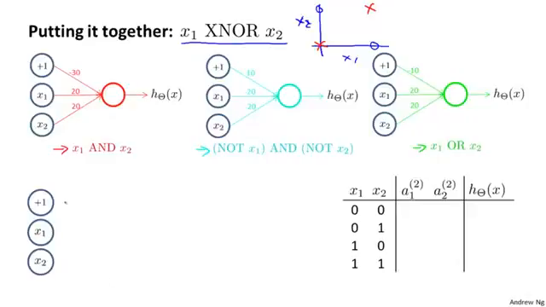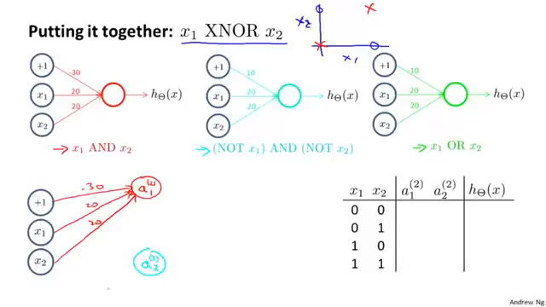Let's draw the network. I'm going to take my input plus 1, x1, x2, and create my first hidden unit here. I'm going to call this a_1^(2), because that's my first hidden unit. And I'm going to copy the weights over from the red network, the x1 and x2 network: minus 30, 20, 20. Next, let me create a second hidden unit, which I'm going to call a_2^(2). That is the second hidden unit of layer 2. And I'm going to copy over the cyan network in the middle. So I have the weights 10, minus 20, minus 20.